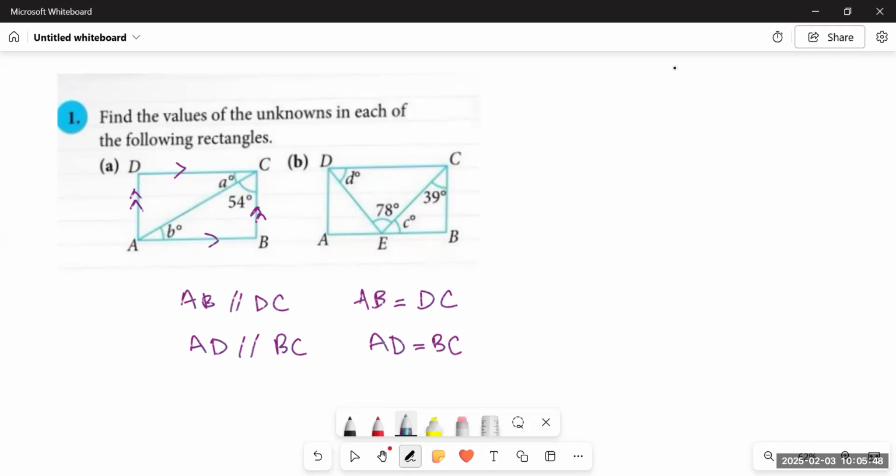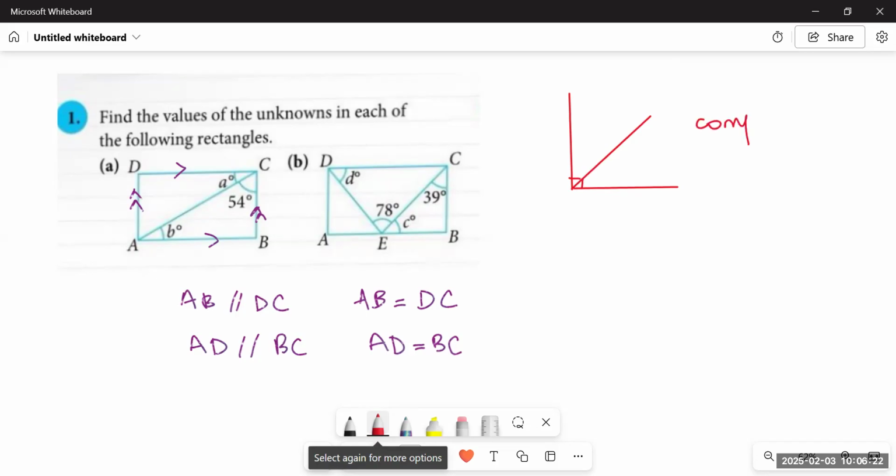So let us start with a rectangle in question number 1, where we have a rectangle and a diagonal line AC cutting it, forming four angles: angle B, angle A, and 54 degrees. Even before going further, let us discuss one more property of angles, which is complementary angles. When two or more angles are formed on a right angle, they are called complementary angles.